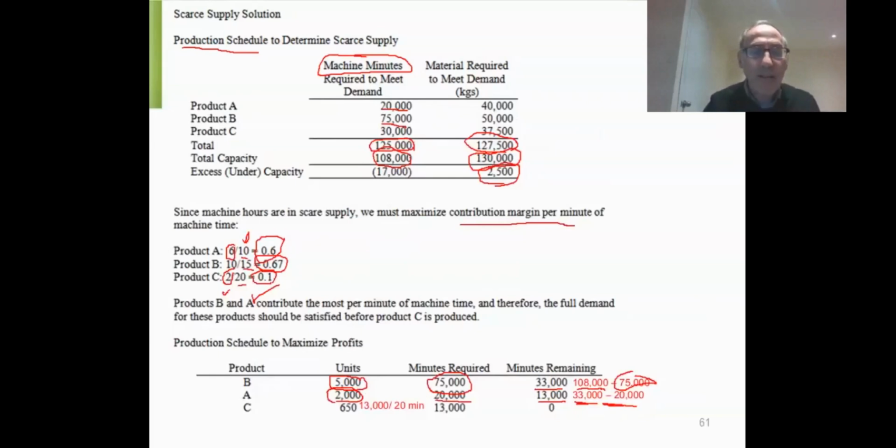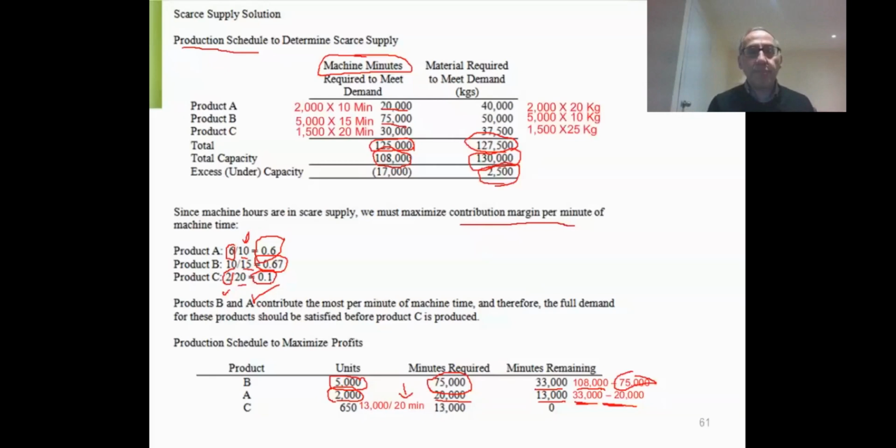We've got 13,000 minutes left over after we finish producing products A and B. Each unit of product C takes 20 minutes. So 13,000 divided by 20 minutes gives me 650 units. So at the end of the day, I have enough capacity to produce 650 units of product C. That'll consume 13,000 minutes. I've now used up all my minutes and I'm down to zero. So how do we maximize profitability? By fully meeting demand for A and B and only partially meeting demand for C, because C gives us the worst contribution margin per unit of scarce resource, in this case, per minute.